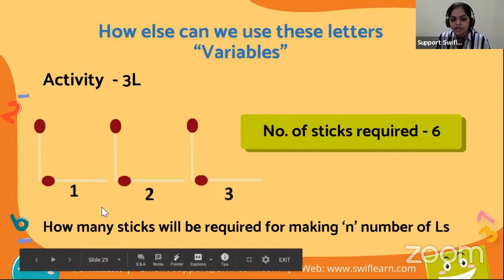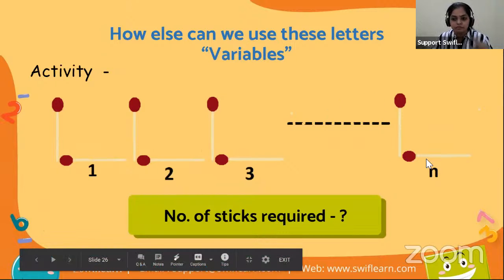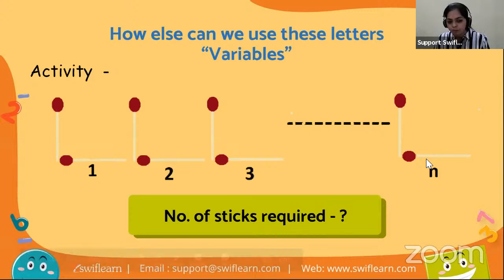Got it? Actually, here we are with only 3. But what happens if we have to make n numbers of L? Now, the big question. Now it becomes complex. But I must say, using algebra, this complex equation will become easy for you. How? For 1 L, you require how many matchsticks? 2 matchsticks only. For the second L, you again require 2 matchsticks. For the third L, you again require 2 matchsticks. So here we can say the value 2 remains constant.